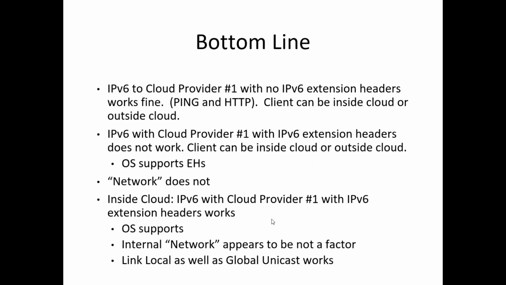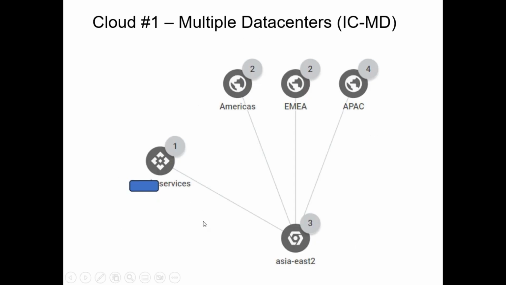Maybe that's wishful thinking, but we will start that conversation with the one cloud provider who wishes to work with us. And link local as well as global unicast is working. And of course, the upper layer protocol, TCP, UDP, and so on, those are not a factor because we are at the IP layer.